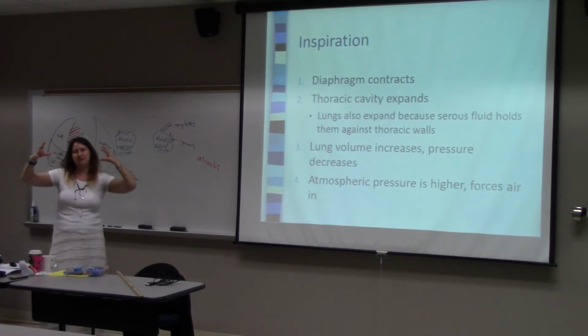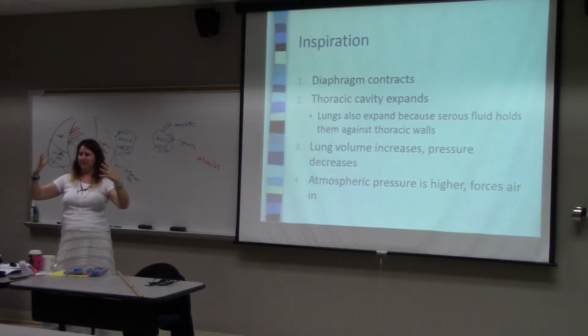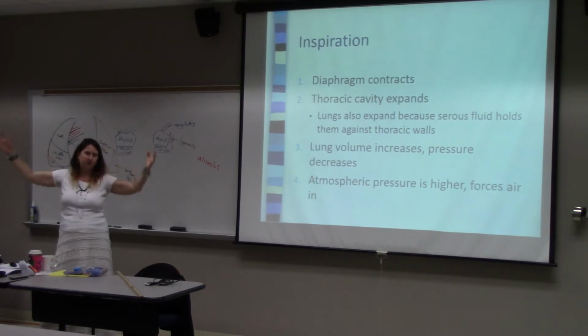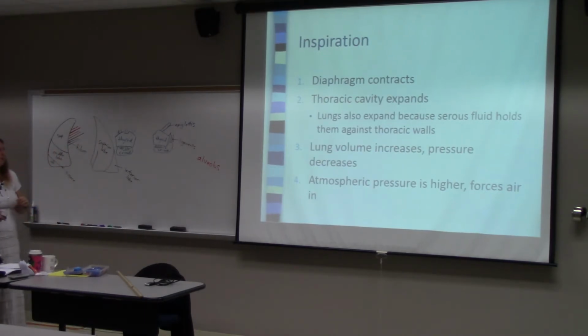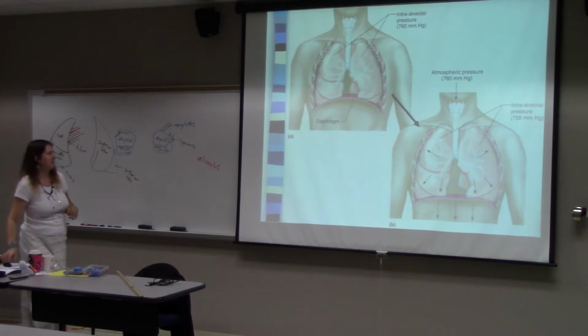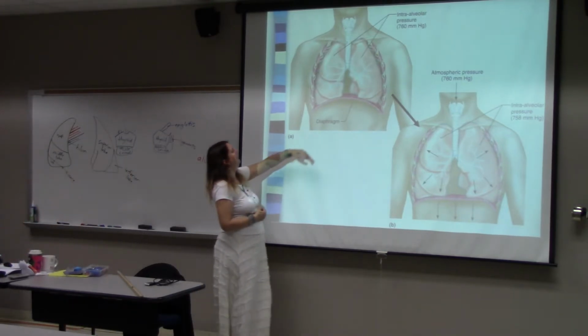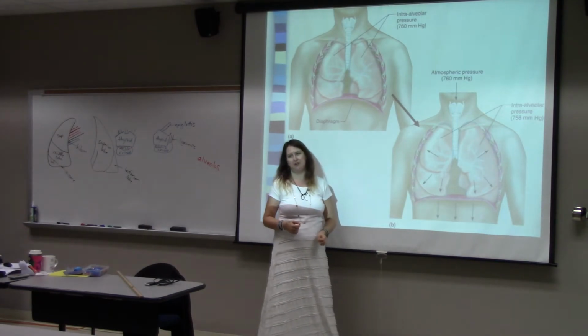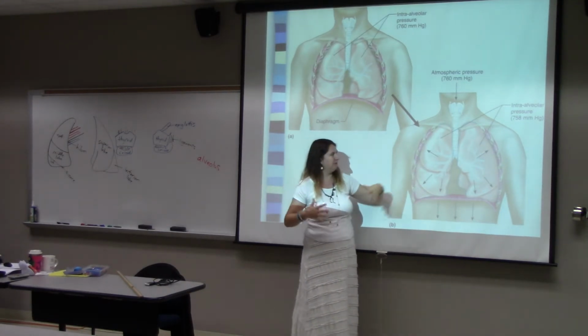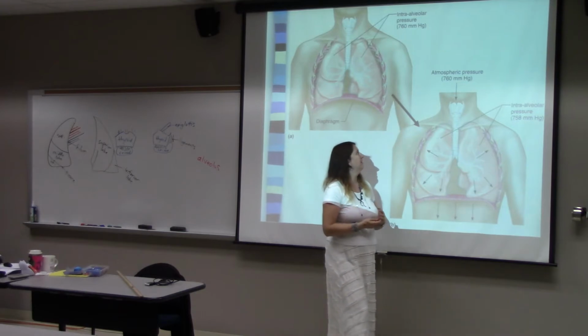When we increase the volume of the lungs, that decreases the pressure. Takes it a little below atmospheric pressure, the pressure all around us, and so that air pushes its way in. And that's inspiration. Contract the diaphragm, that expands the lungs downward. There's also some muscles between the ribs that lift the ribs.